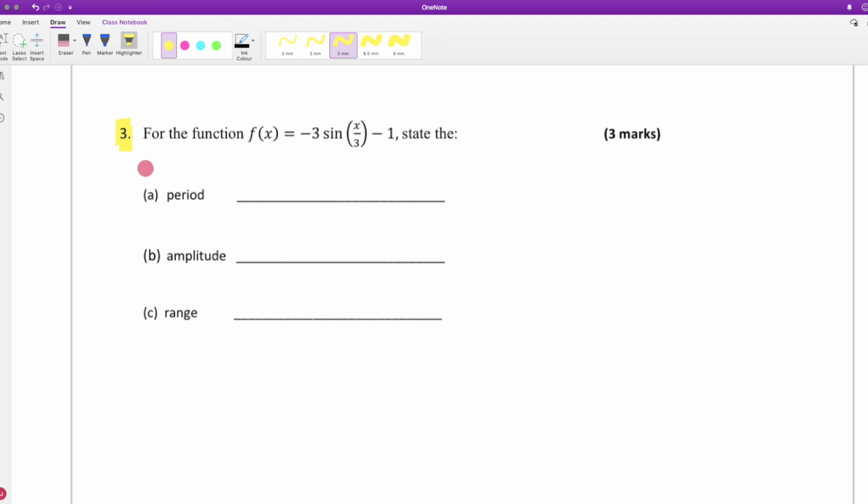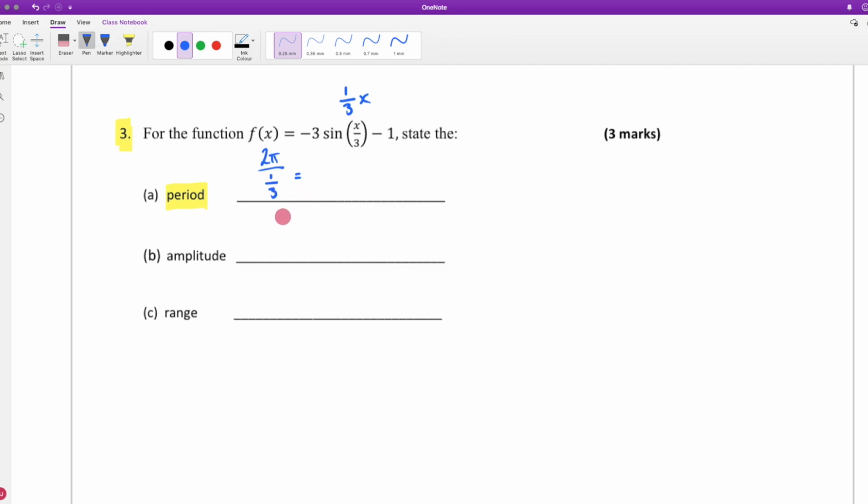So question 3 is saying, for the function this, state the, and A is finding the period. So how do we find the period? Well, the period, we find it by going 2 pi over whatever is in front of our x. So what's in front of our x here? Well, it doesn't initially look like there's anything in front of our x, but we know that this is just another way of writing 1 over 3x. So that means 1 over 3 is in front of my x, which means that it's going to be 2 pi over 1 over 3.